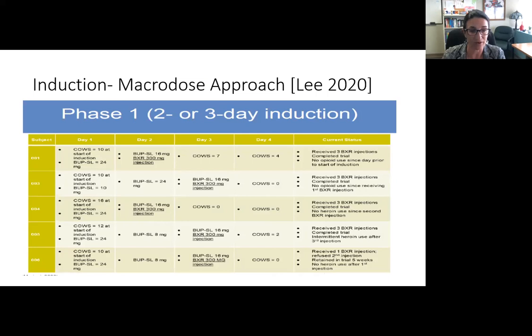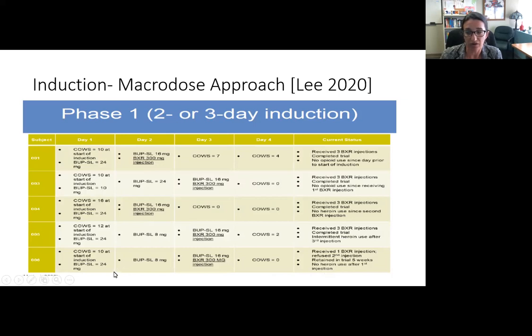I think we're good. So this study from 2020 from Lee looked at basically over 2 to 3 days getting up to a higher buprenorphine dose and transitioning to the 300 milligram Sublocade injection. So what you can see here in these 5 individuals, when they started, they came in with these varying COWS scores between 10 and 16.